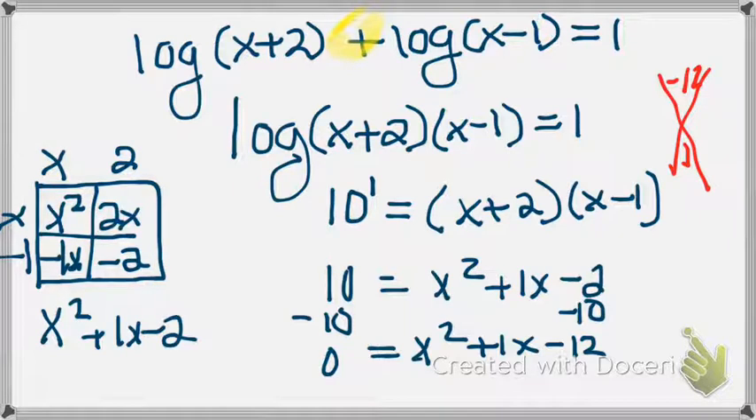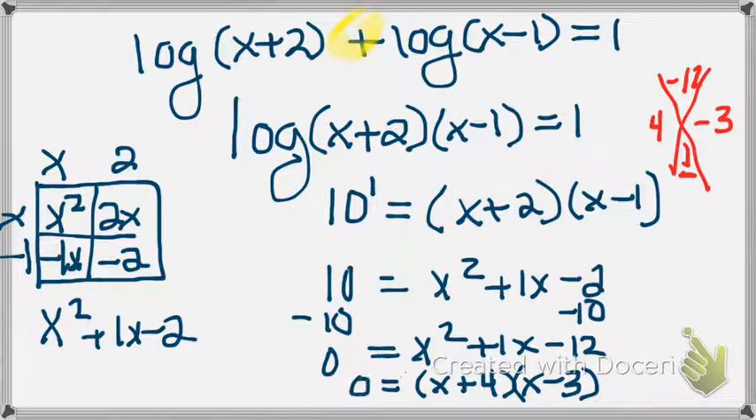But it's negative, Miss Smith. Well, one of them has to be negative. So, 4 times a negative 3. Why negative 3? We have a positive 1. 4 minus 3 is 1. So, our parentheses become x plus 4, x minus 3, all equals 0. Now we can solve. X is equal to negative 4, positive 3.